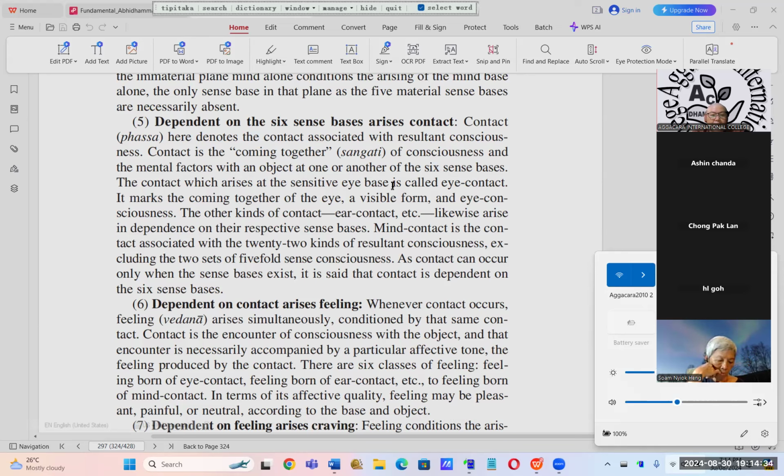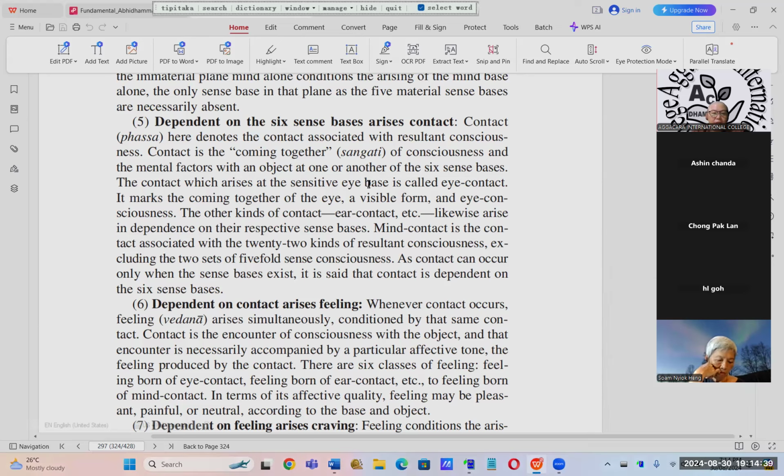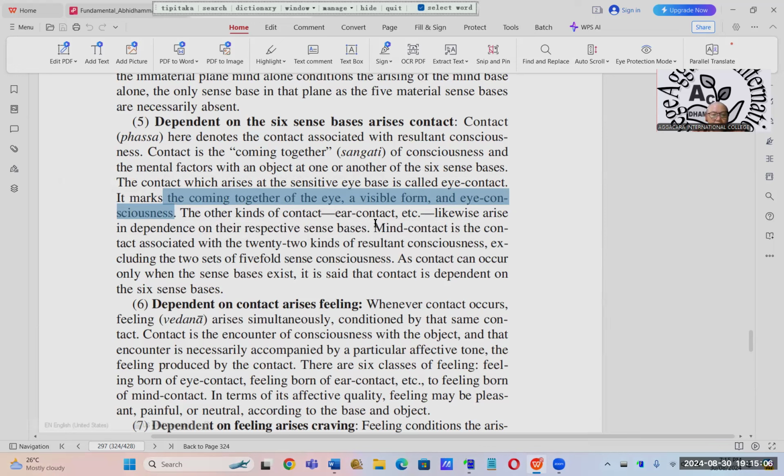So if at the eye base, we call it eye contact, right? If at the ear base, we call it ear contact and so on. Sometimes in detail, we call it three things coming together: eye, visible form, and eye consciousness. In this small detail, you can just copy this one, three. So contact depends on the six sense bases. So you have eye contact, ear contact, tongue contact, body contact, and so on.